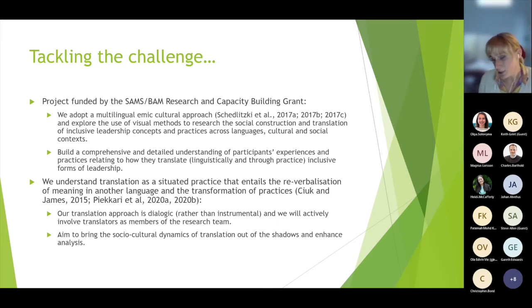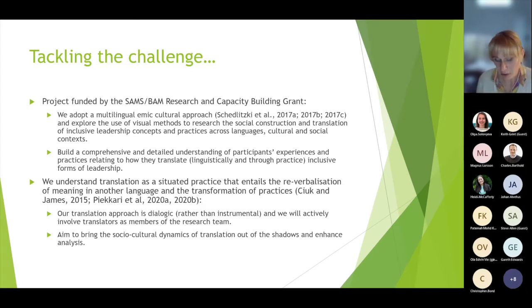Because again, inclusive leadership is another one of these words that is increasingly popular, yet that we don't often think carefully enough about how it translates or not across different cultural, social contexts, and languages. So we have been funded to go into a multinational company and to conduct visual and interview fieldwork across different sites in different countries within different languages.